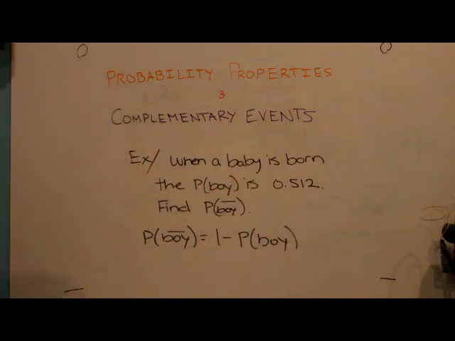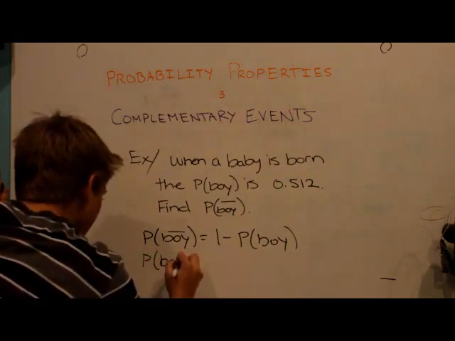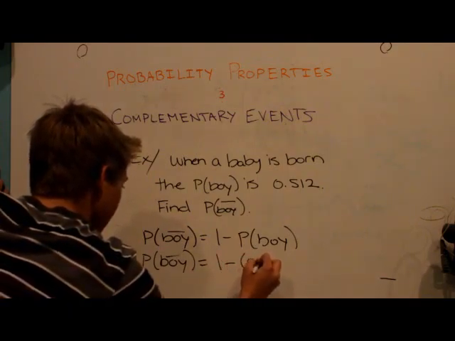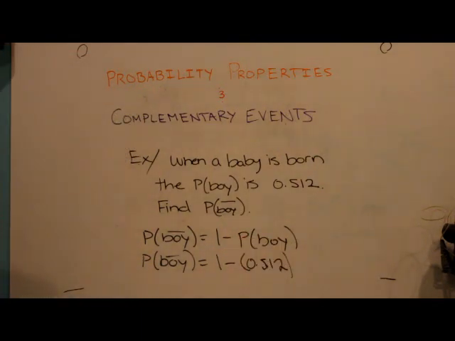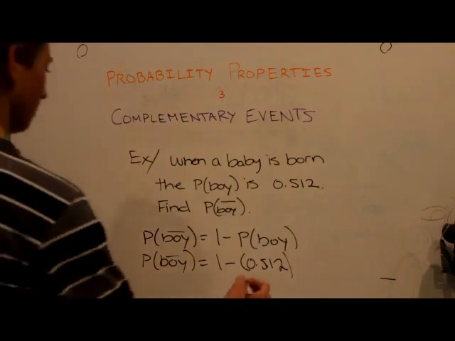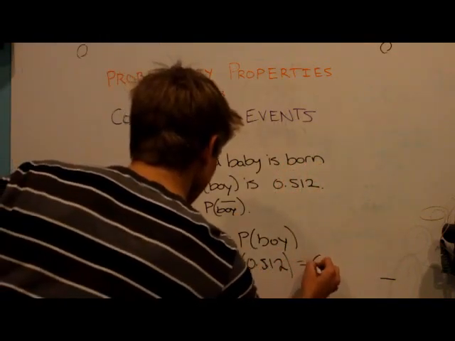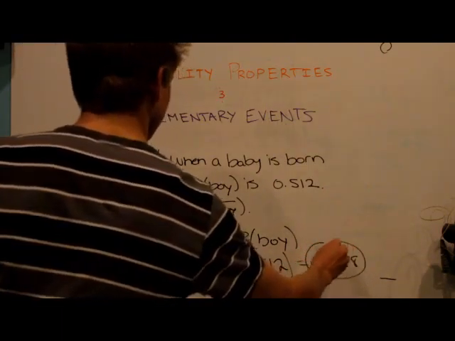And since we already know the probability of a boy, we can plug that in. So P of boy not equals 1 minus 0.512. And then just do basic subtraction, and 1 minus 0.512 equals 0.488. And that is our answer.